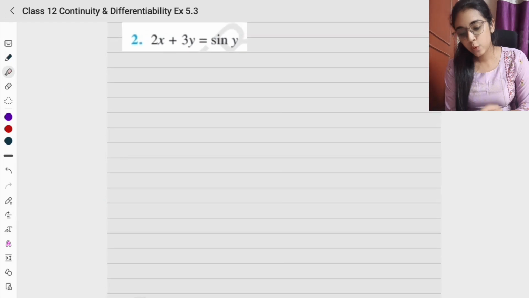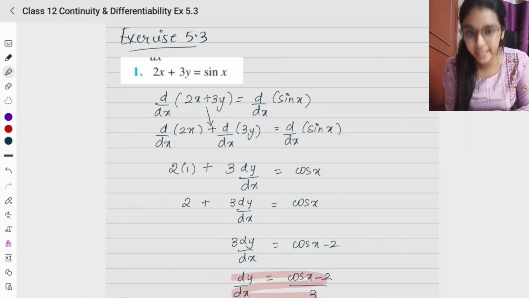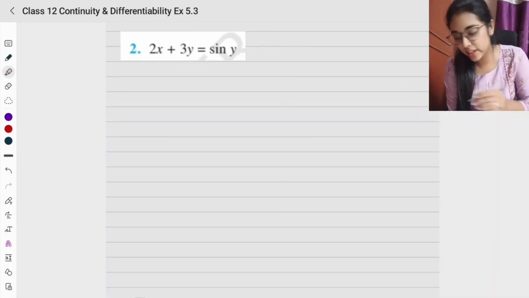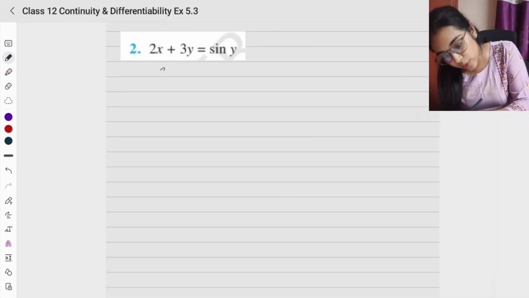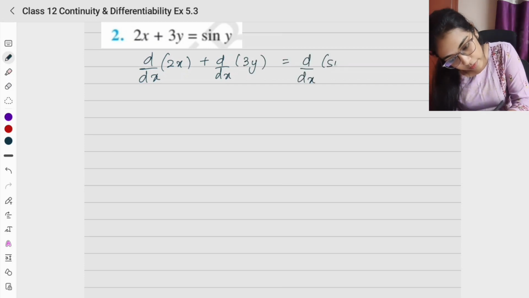Second question. 2x plus 3y is equal to sin y. Previous question was 2x plus 3y is equal to sin x. Here you have sin y. That is the only difference. So how does your value change? Now taking d by dx on both sides, I have d by dx of 2x plus d by dx of 3y equal to d by dx of sin y.